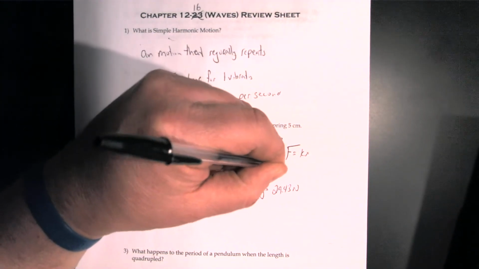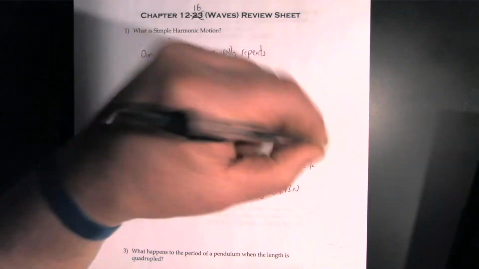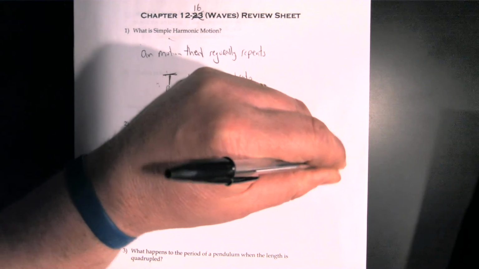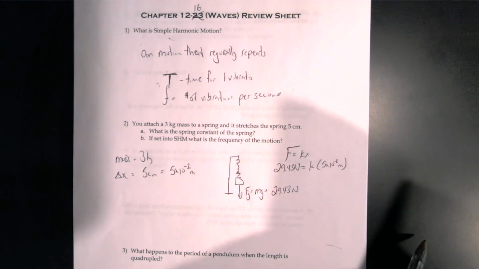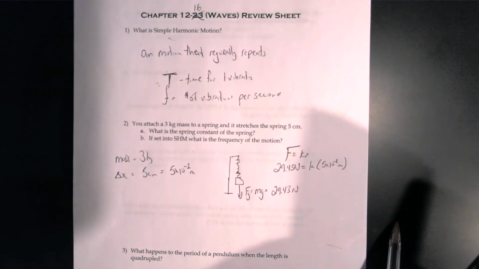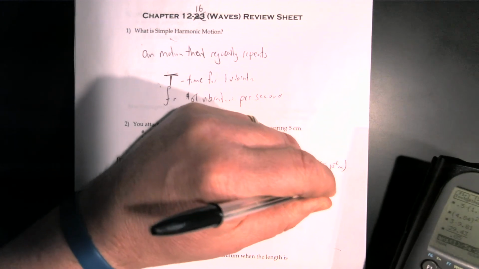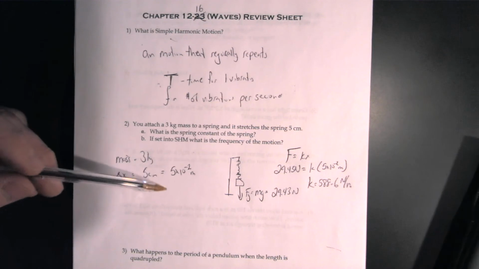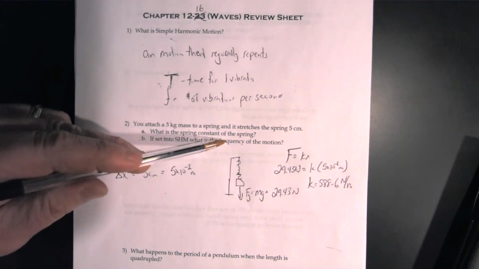The force is 29.43 newtons. My k is what I'm looking for, and the amount of stretch is 5 times 10 to the negative 2 meters. So I take my 29.43, divide that by 5 e negative 2, and I get 588.6 newtons per meter. Now that's what we're going to have to do for this. Okay. Now part B, if we set a simple harmonic motion, what's the frequency of the motion?